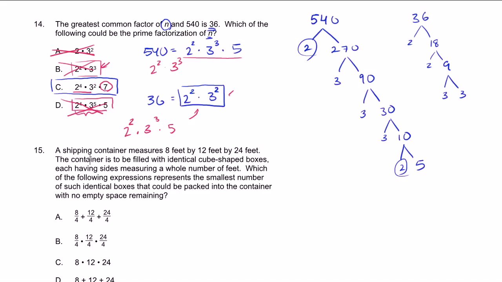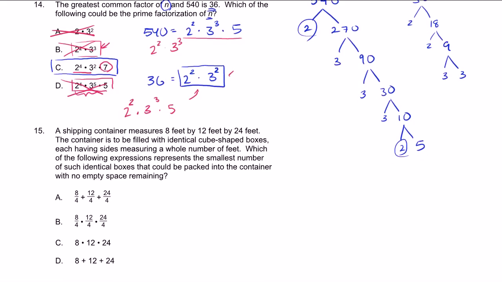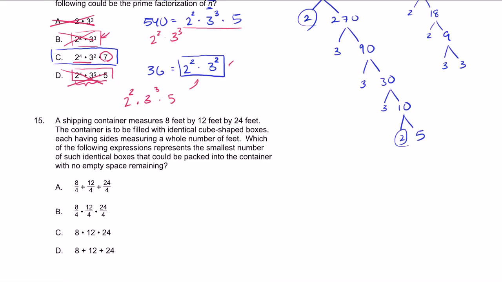Next problem, 15. You scroll down a little bit. A shipping container. A shipping container measures 8 feet by 12 feet by 24 feet. Let me draw that. So we have 8 feet by 12 feet. And then it's 24 feet, just like that. So maybe it looks something like that. That's actually what shipping containers really do look like.